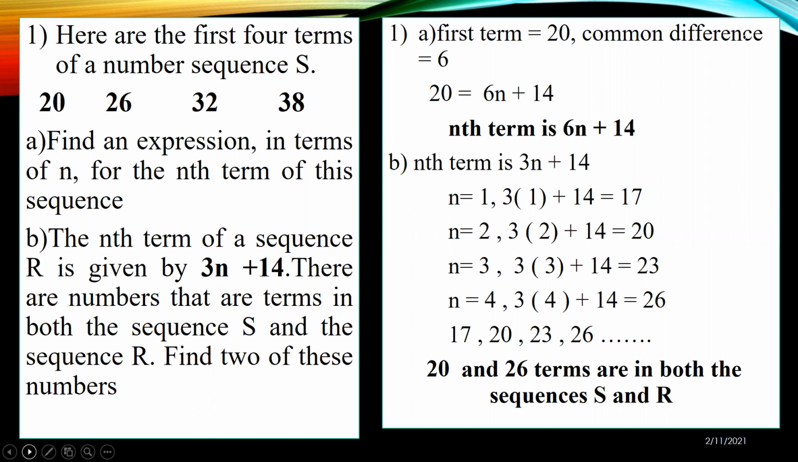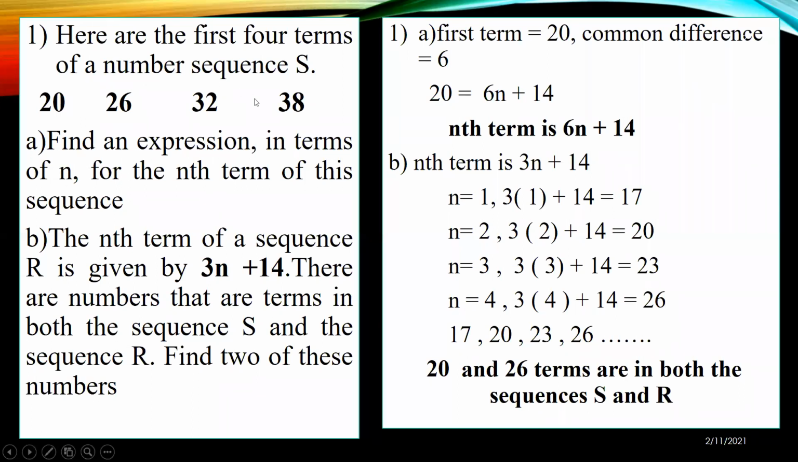Now, according to the four numbers they have given, I have written my first term is 20 and my common difference is 6. We know how to find the common difference. I can take 26 minus 20, then I'll get 6, or else I can do 32 minus 26, I will get 6. So my first term is 20 and my common difference is 6.